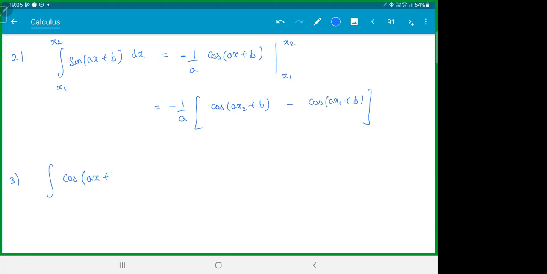Now the integration of cos ax plus b. Again, think about it. If you want to get cos, you need to differentiate sine. But if you differentiate sine ax plus b, you will get a in the numerator. So 1 by a sine ax plus b. You need to learn these things by heart. Right? Max will teach you in more detail, but you need to learn these by heart.